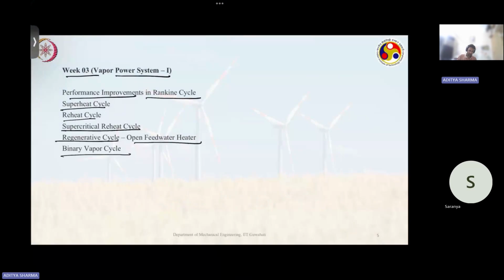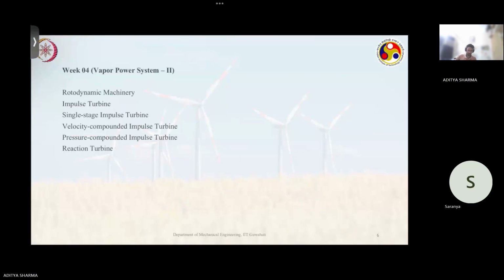Then is your week number 4. So this is on turbines or rotodynamic machinery. Turbine again is a very important topic, from where we extract our work.